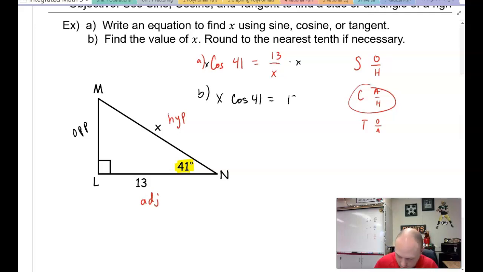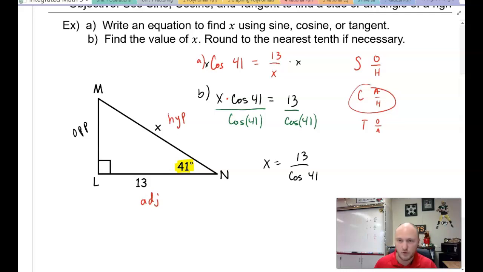is equal to 13. Well, I haven't solved for x. Now I want x by itself. So how do we undo multiplication? Because that's what's going on, right? Aren't I multiplying x with cosine of 41? So how do we undo multiplication? With division. So now I'm dividing by cosine of 41. And we get x is equal to 13 over cosine 41.